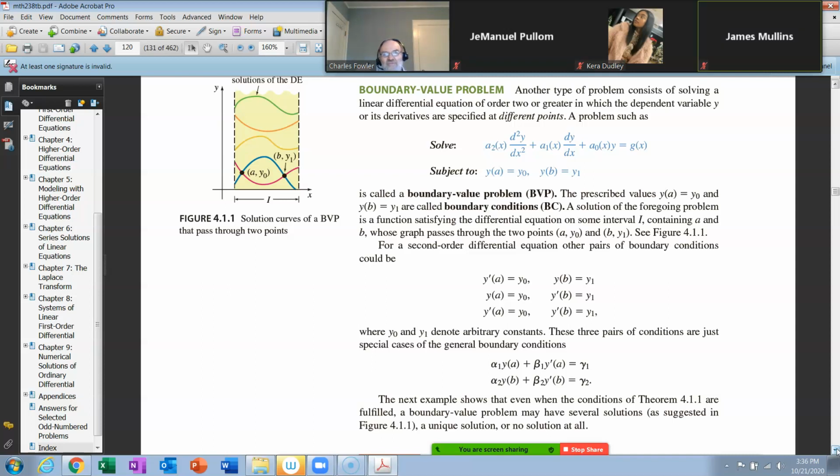Another type of problem consists of solving a linear differential equation of order 2 or greater, in which the dependent variable y or its derivatives are specified at different points, not at the same point. So here would be an example of this. Here's your differential equation. There's your coefficient function a2 of x, d2y dx squared, second order equation, plus a1 of x dy dx, plus a0 of x times y equal g of x. Good old second order differential equation.